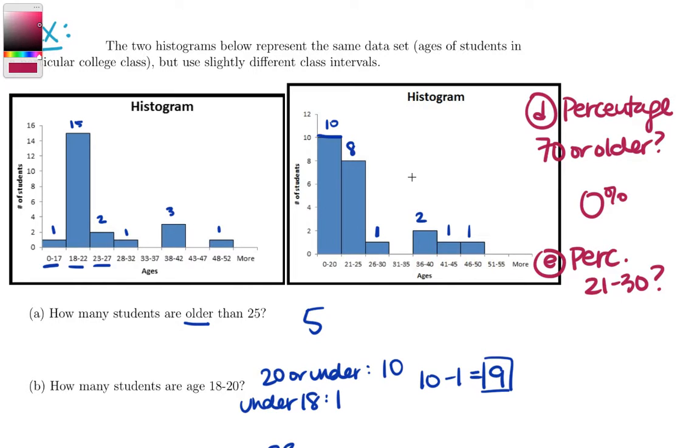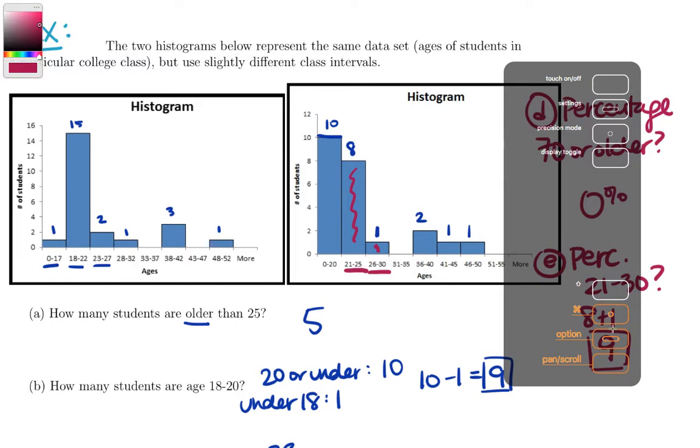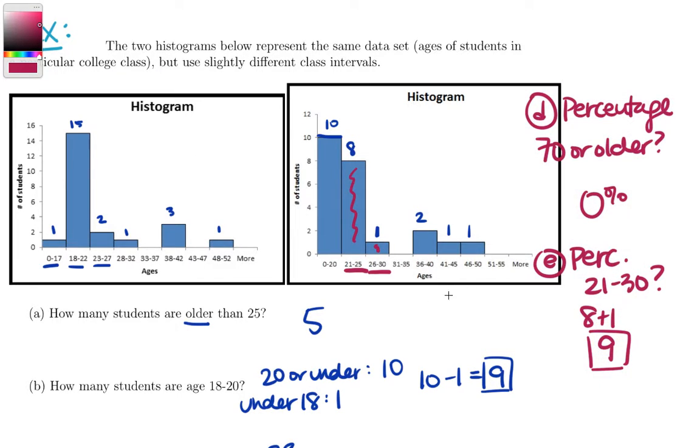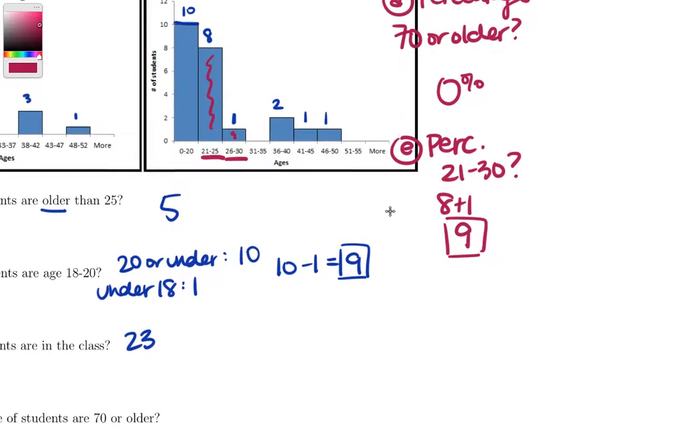Let's move to the right-hand graph. We see it starts with 21, and this one ends with 30. So all we have to do here is add these two numbers together, and we get that there are 9 students, the ones in these 2 bars here. And that's not even the question that we're supposed to answer, is it? There's 9 students, but we want the percentage. So let's go ahead and figure out that percentage here.